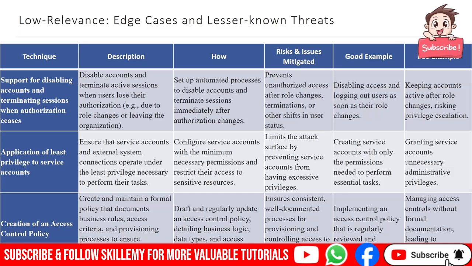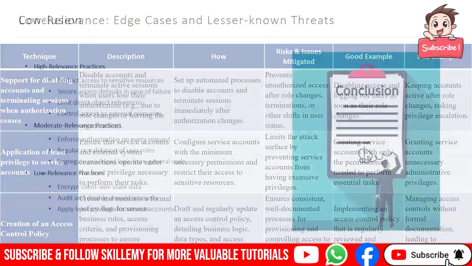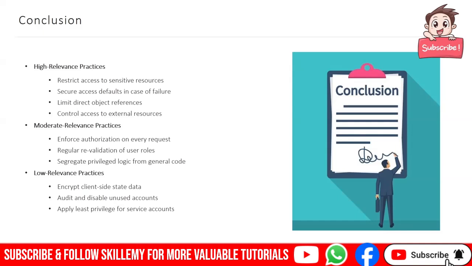A well-documented policy not only reduces errors in managing access, but also provides a clear framework for addressing future changes in access requirements. In conclusion, when we look at best practices for access control, we can break them down by relevance to critical security needs.